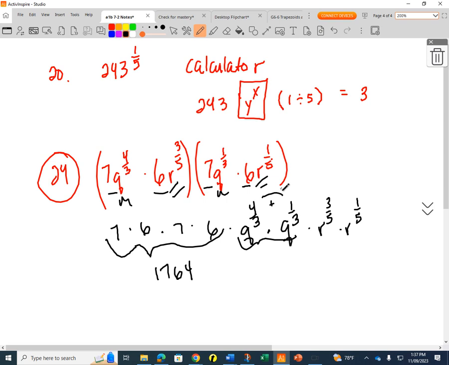Omar, Tavion, sit up please. Tavion, sit up please.